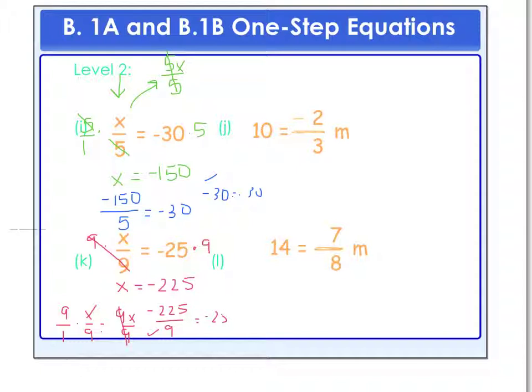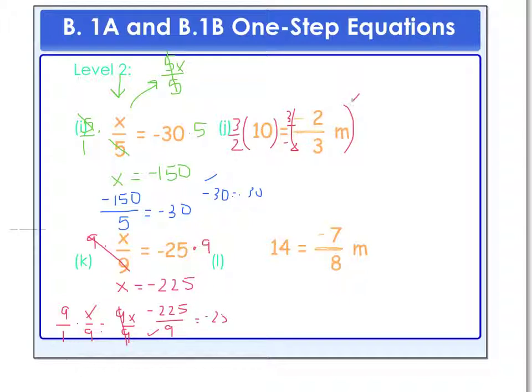I just feel like it looks better when it's just on the top instead of out front. So what we're going to do is get rid of that negative 2/3 on the right-hand side. In order to get rid of a fraction, you multiply by its reciprocal. So I'm going to multiply this by 3 over negative 2. And if I multiply that side by 3 over negative 2, then I have to multiply this side by 3 over negative 2.